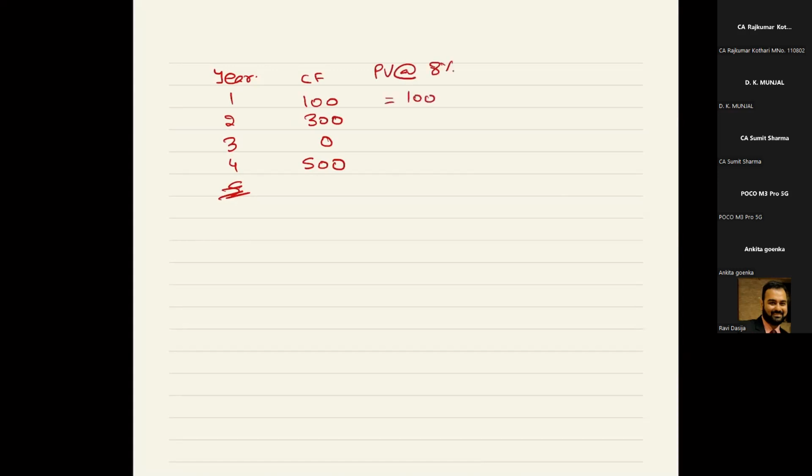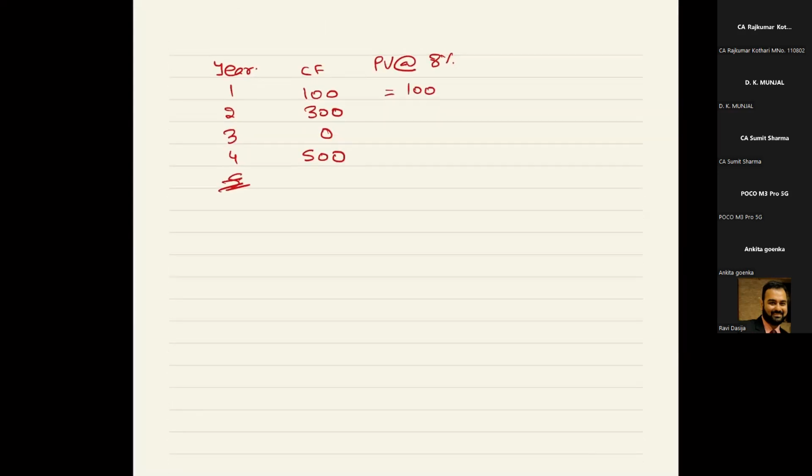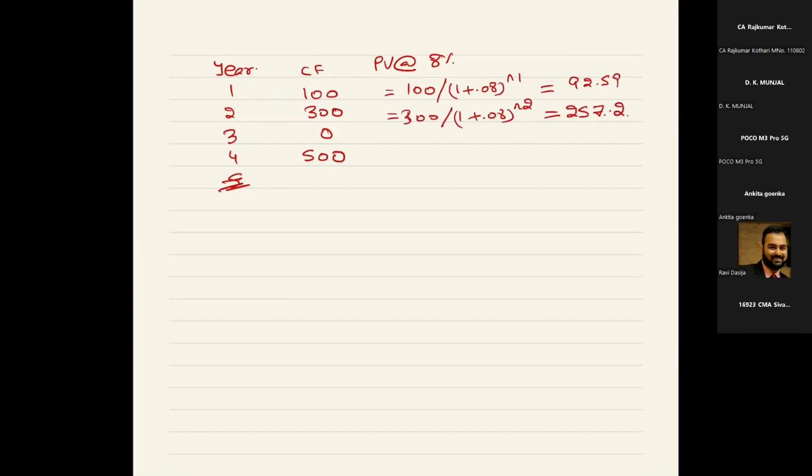So this will be equal to 100 divided by 1 plus 0.08 power 1, plus 300 divided by 1 plus 0.08 power 2. This is equal to 92.59. This is equal to 257.2. This is 0. This is 500 divided by 1 plus 0.08 power 3, which is equal to 367.51. Answer will be 717.31.